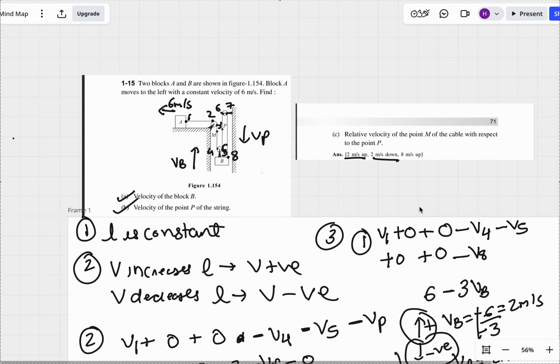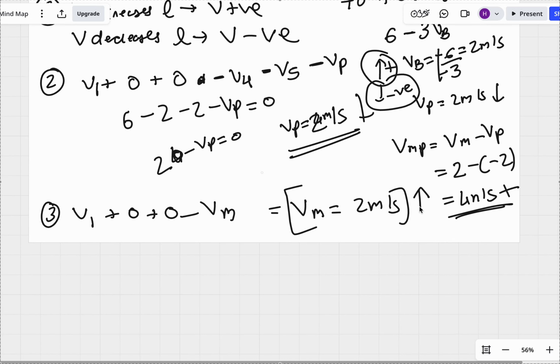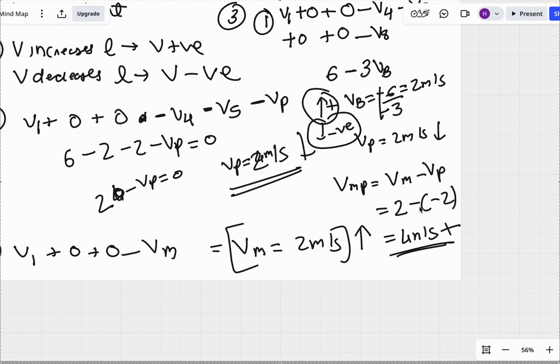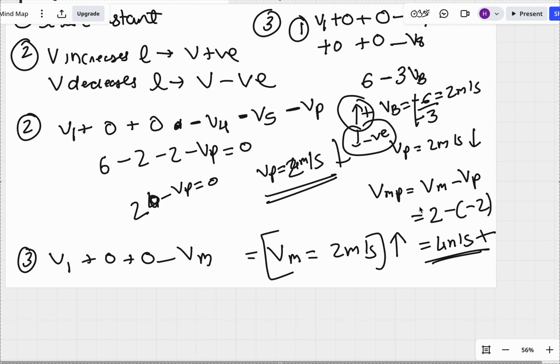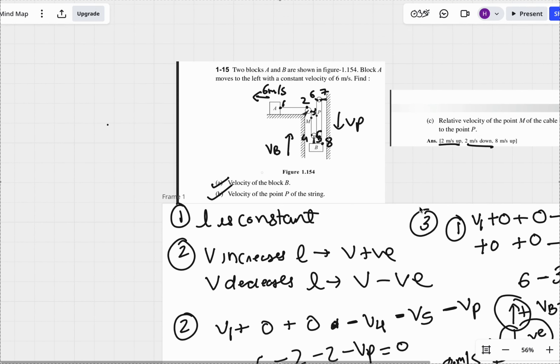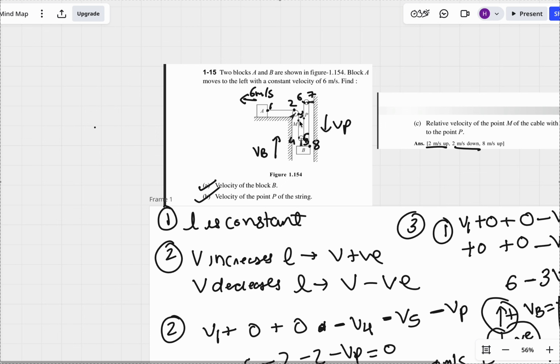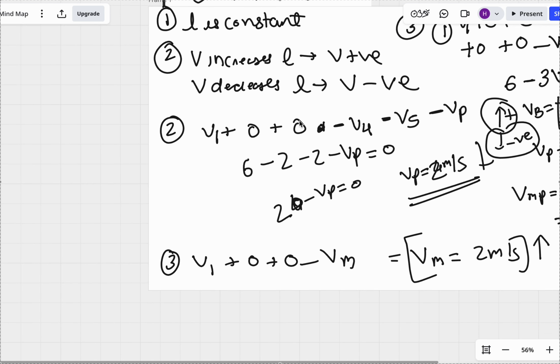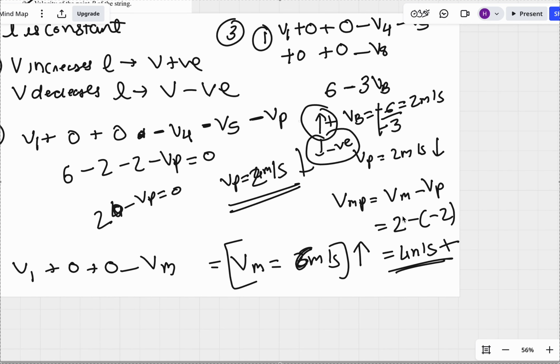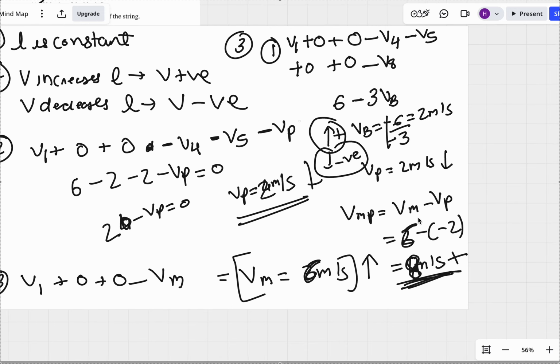So we can say that upwards we have assumed positive. Sorry, our VM is what? VM is 2 meters per second. What is VP? VP is 2 meters per second. Sorry, our VM, V1 is 6. I'm sorry, here V1 is 6. So it has to be 6 meters per second is VM. So this will be 6. 6 plus 2 is 8. I do make silly mistakes, guys. You have to excuse me for that.